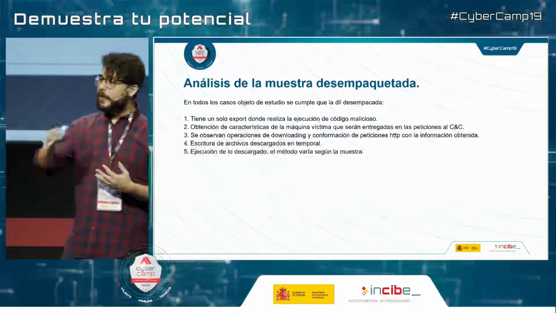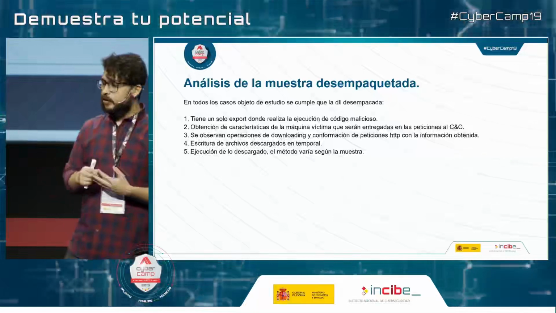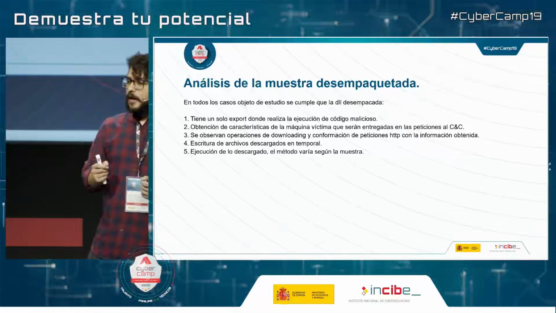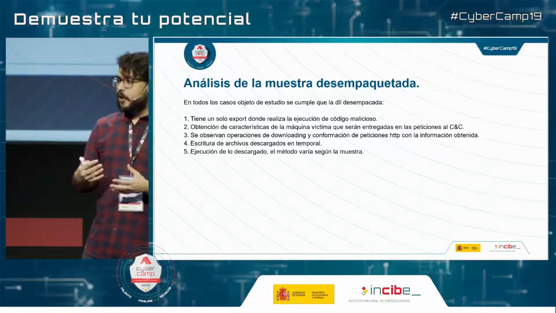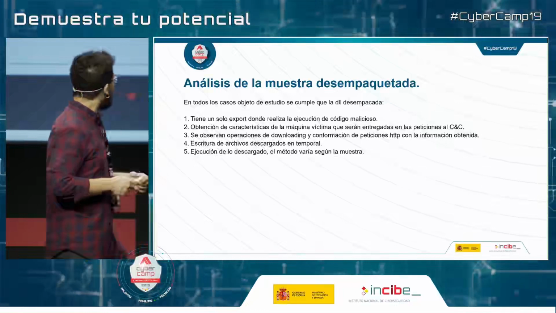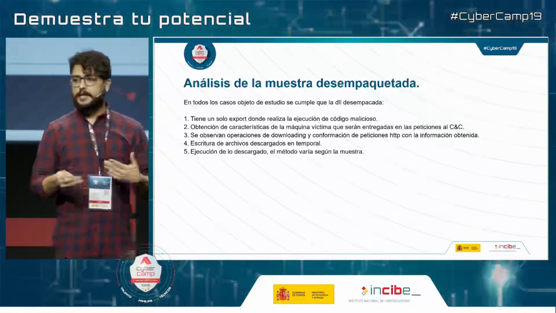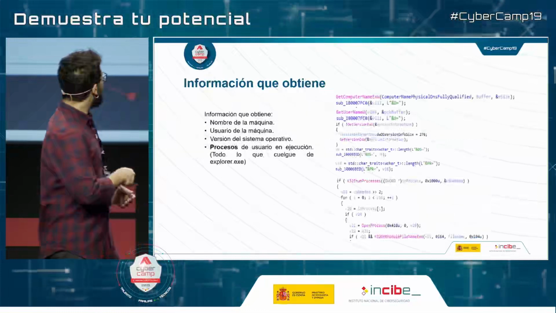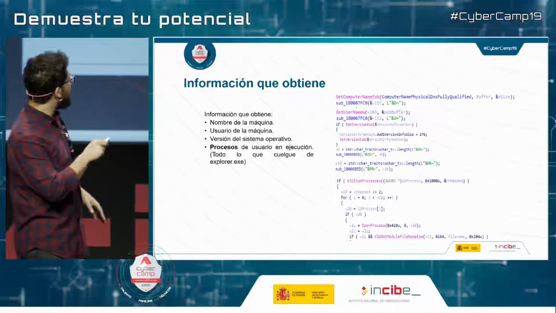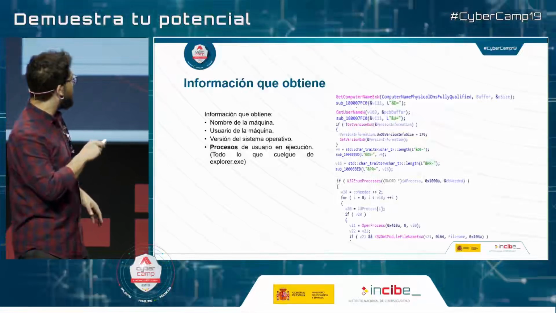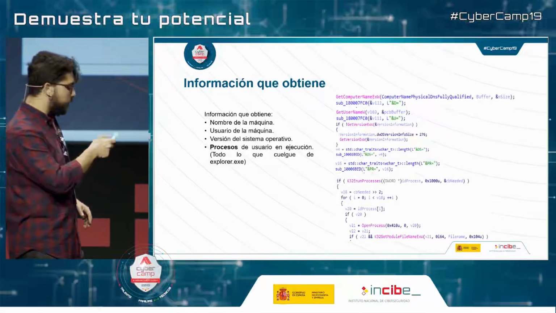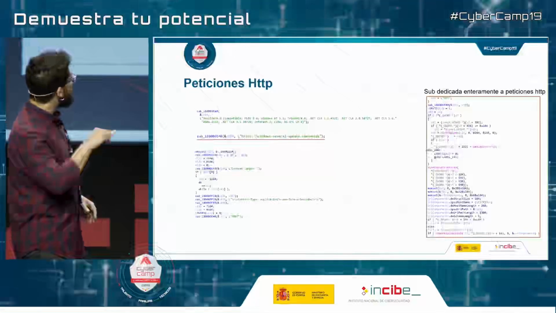We're going to see how it sends information that it is gathering from the computer to the C&C. It's going to download more malware. It's going to break into another process related to the malware that it just downloaded, and it also started creating temporary files. So this is all the information that it's gathering: the name of the equipment, the username, the operating system version, the different user processes in execution.